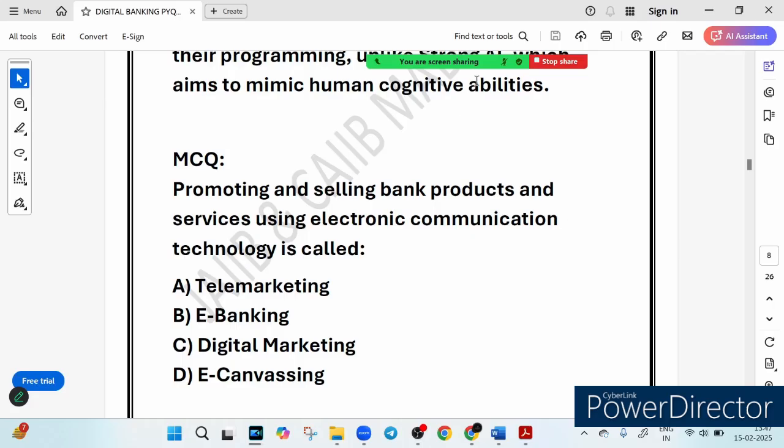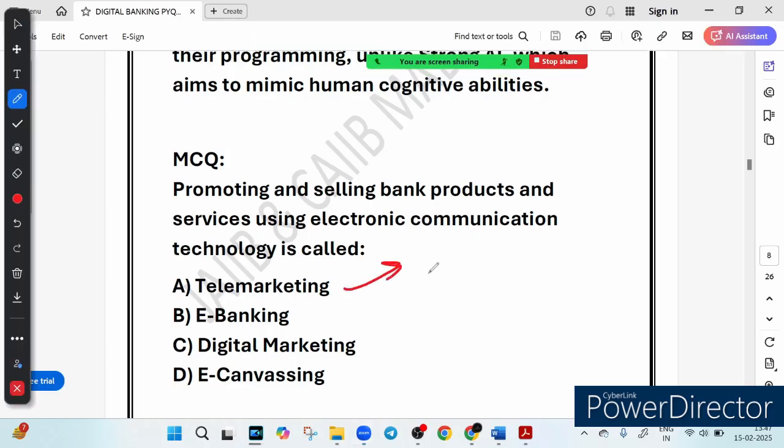Why? Because what is the meaning of telemarketing? Telemarketing means you are selling products or services through phone call, right? You are using phone calls to sell products and services, right? So a bank calls you and says, sir, we have a special credit card offer for you, would you like to apply? That is called telemarketing, marketing through phone call. But our question asks about what? Our question asks about using electronic technology like email, like SMS, like social media, not phone call. So telemarketing is not the right answer.